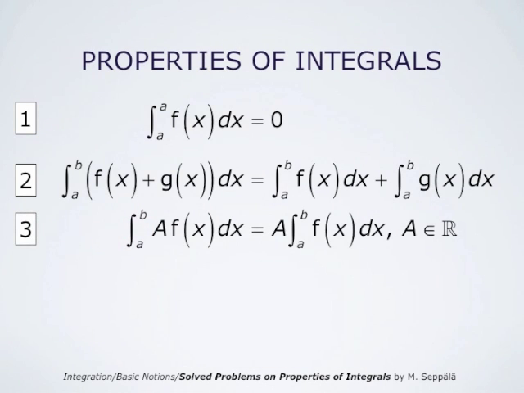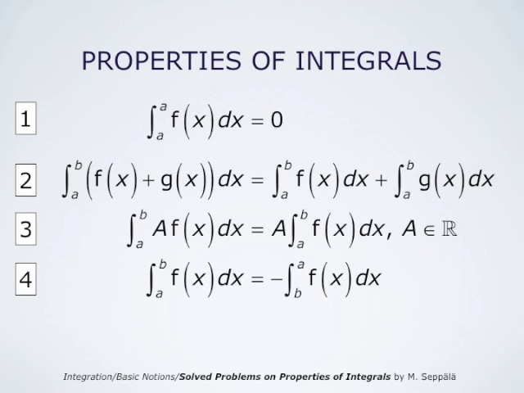The third property is that the integral from a to b, a constant capital A times function f of x dx, is that constant times the integral from a to b f of x dx. That is, a multiplicative constant can be taken outside of integration. In the Riemann sums, this multiplicative constant appears in every term and can therefore be taken outside of summation as a common factor.